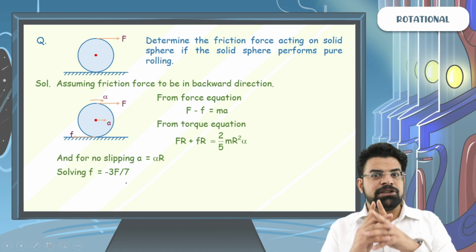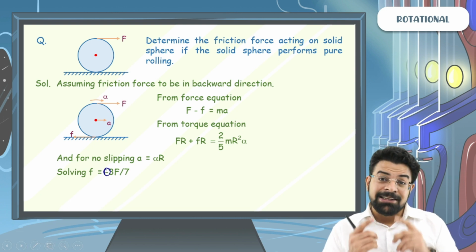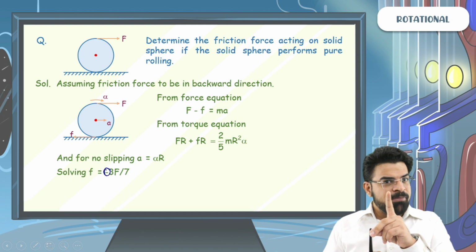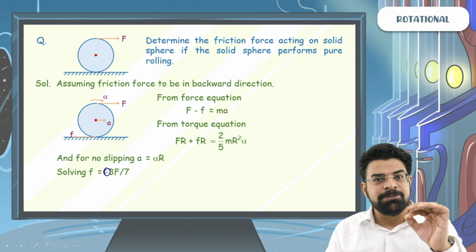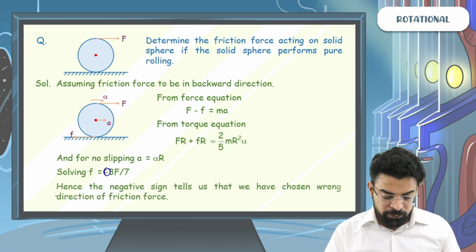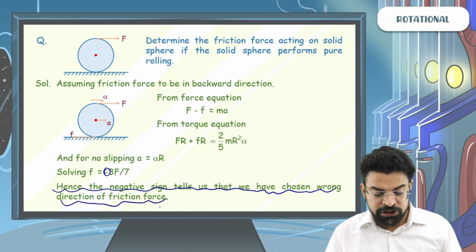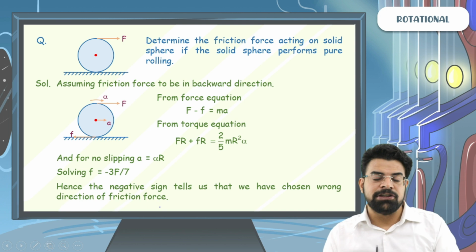Once you got that the friction force is minus 3F by 7, what does the minus sign here tell you? It tells you that you have taken the wrong direction. You have assumed the friction to be in the backward direction, but since the friction force came out to be negative, it must be in the forward direction. So, hence the negative sign tells us that we have chosen the wrong direction of friction force. In this particular case, the friction force must have acted in the forward direction.